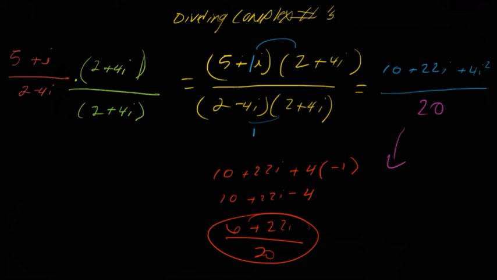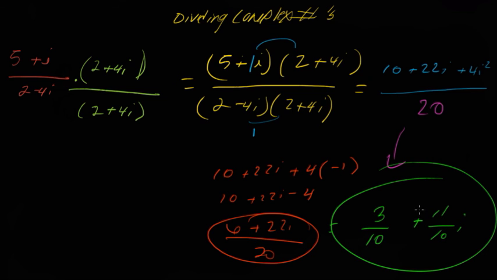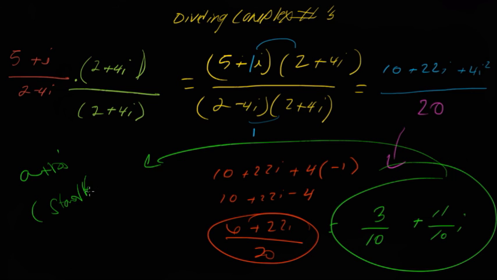Now, if we simplify this, which we should always simplify, we end up getting 3 over 10 plus 11 over 10i. Because this is in complex form, a plus bi, we also call this the standard form of a complex number. You'll often hear it called the standard form of a complex number. Okay? All right.